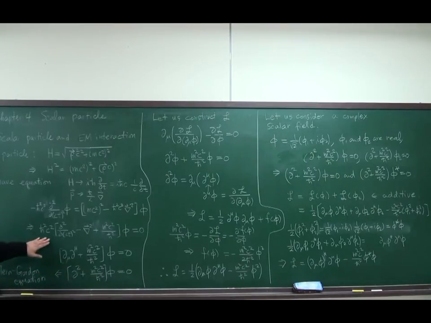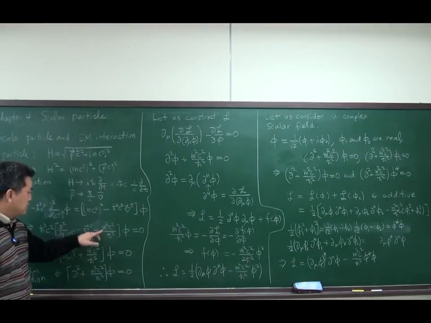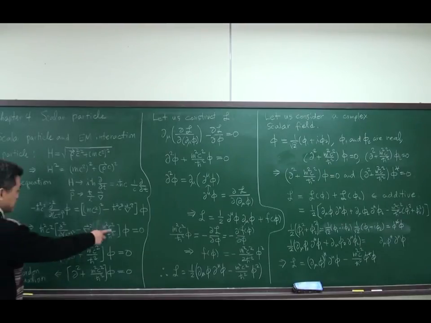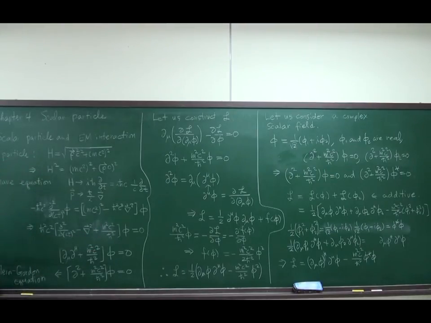And because we have pulled this h bar squared c squared out, the mass term becomes m squared c squared divided by h bar squared. It used to be m squared c to the fourth. So we just remove this overall factor h bar squared c squared to find this equation. This is sometimes written as round squared. So this equation is called the Klein-Gordon equation that describes the motion of a scalar particle.